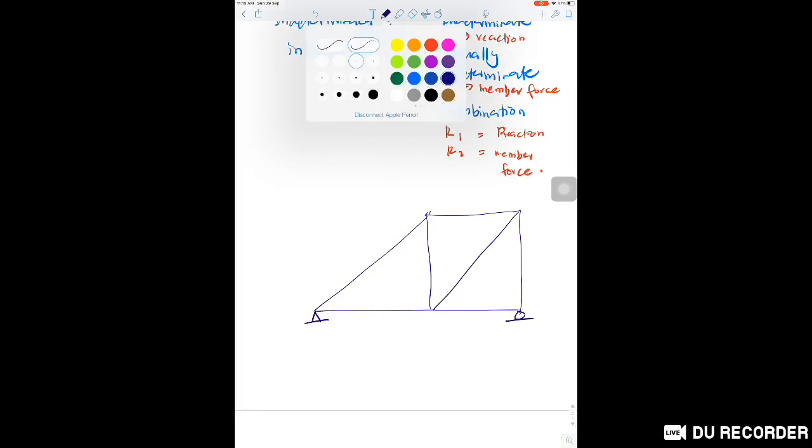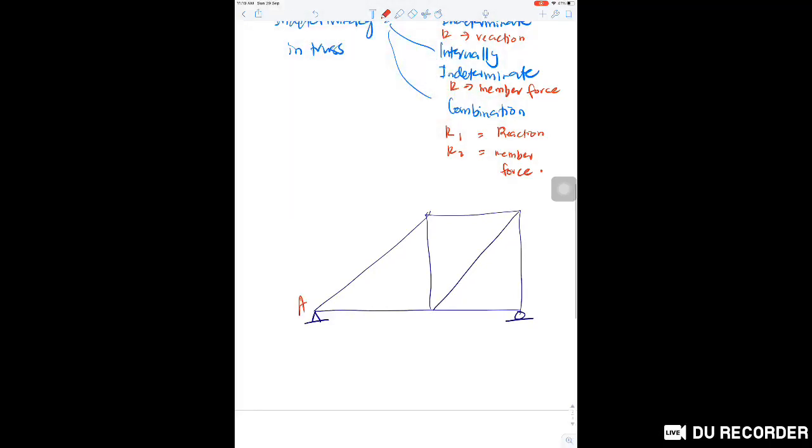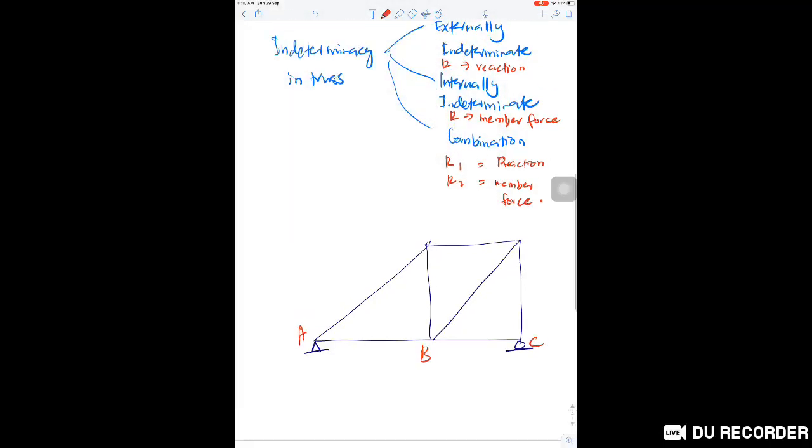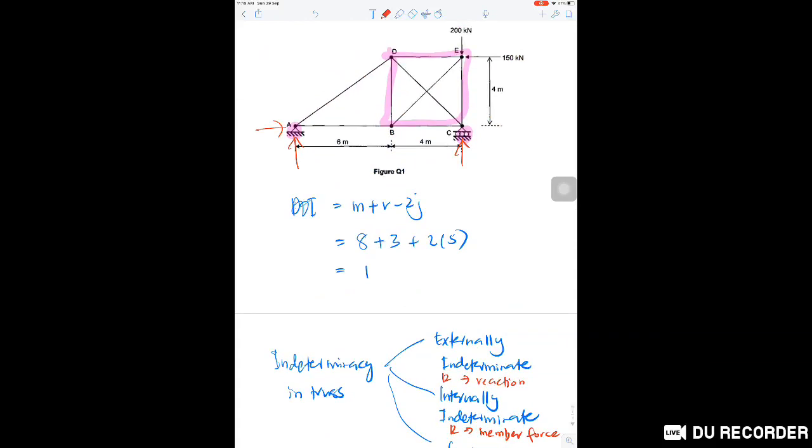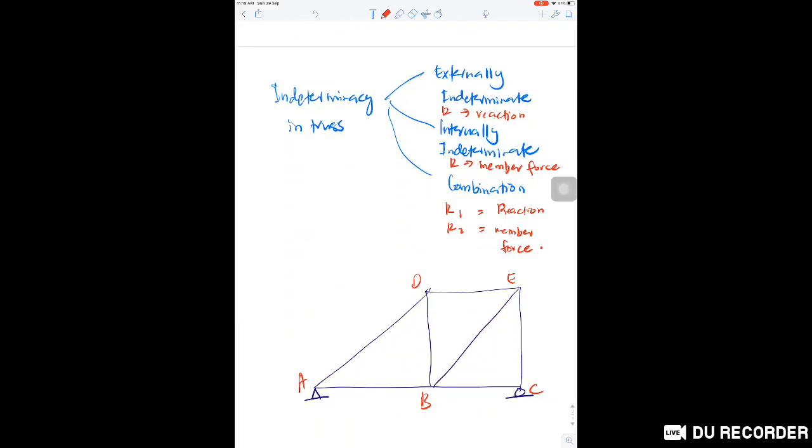This is A, B, C, D and E. Okay, 200 and 150.